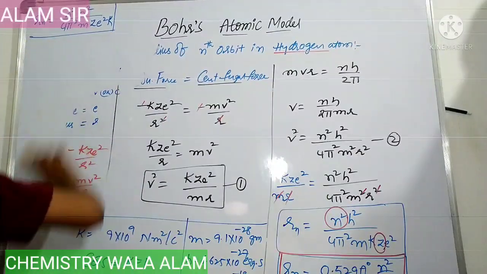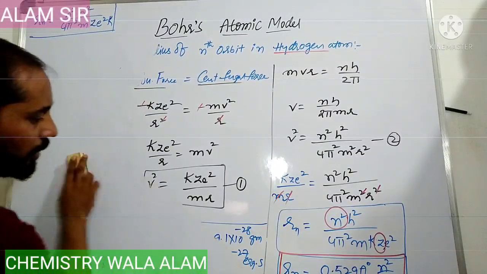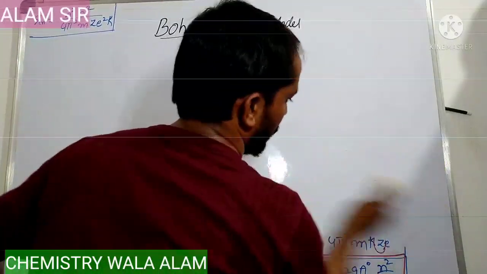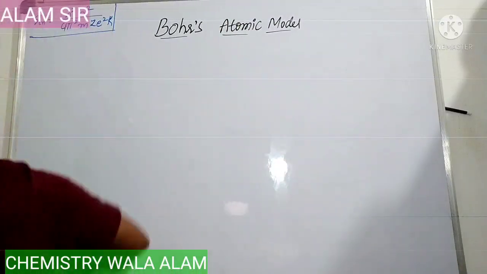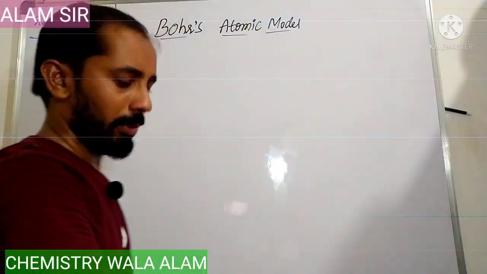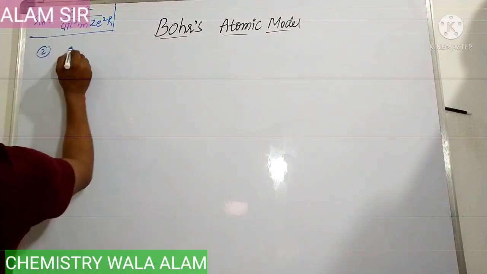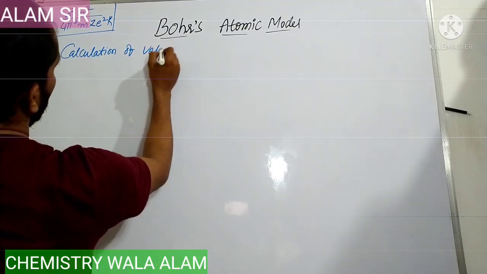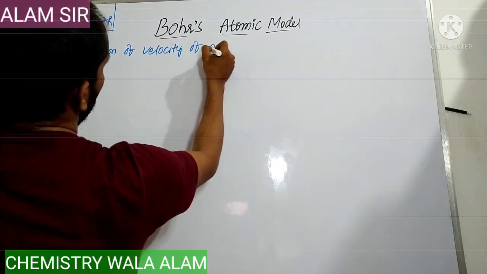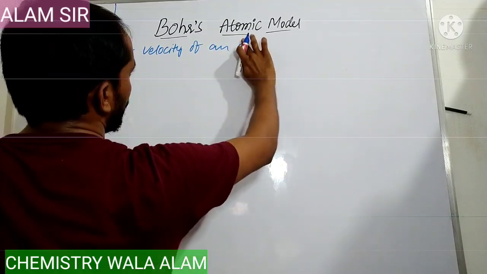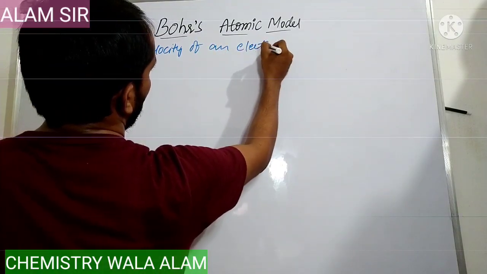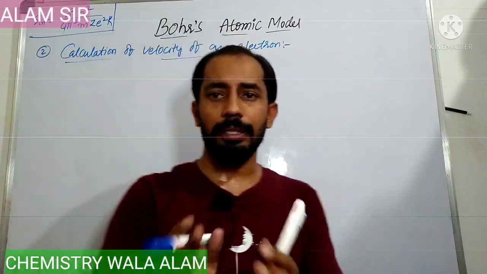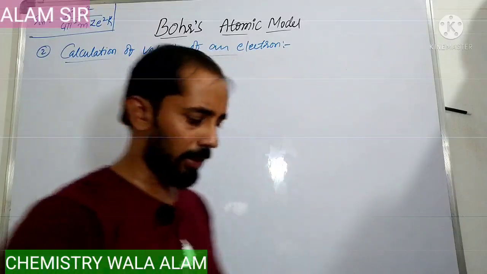Next, based on this radius value, we can calculate the velocity of the electron. You can see here that the electron is revolving around the nucleus with a certain velocity. That velocity is what we are going to calculate.